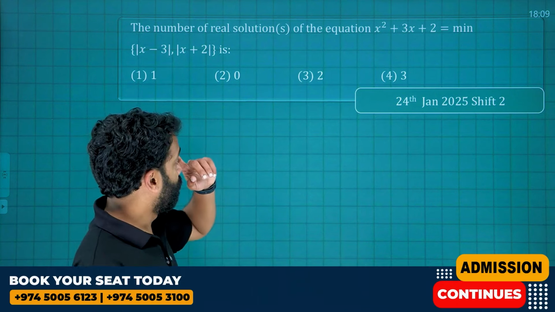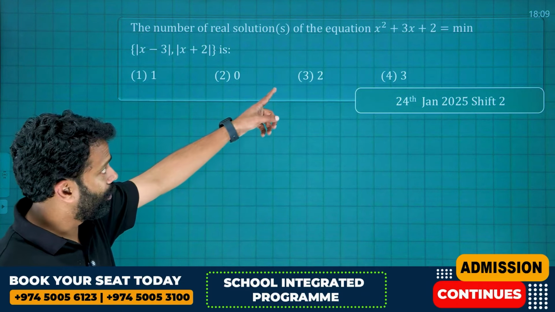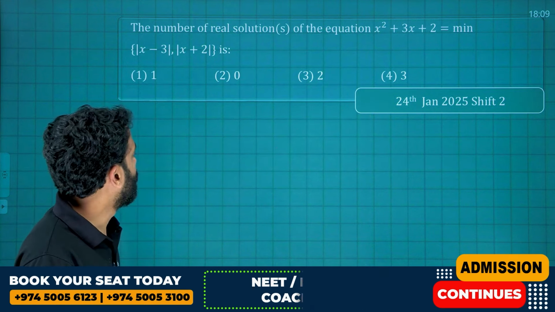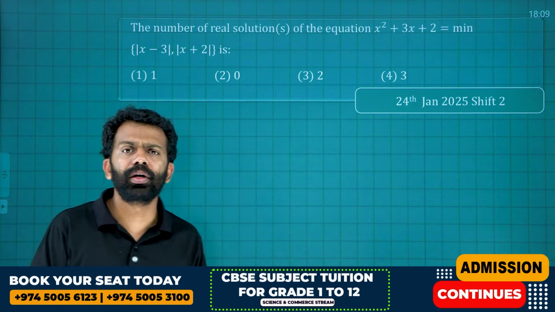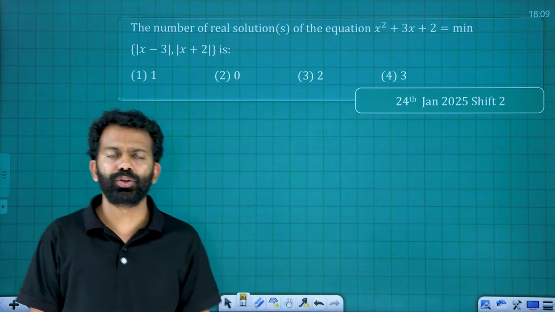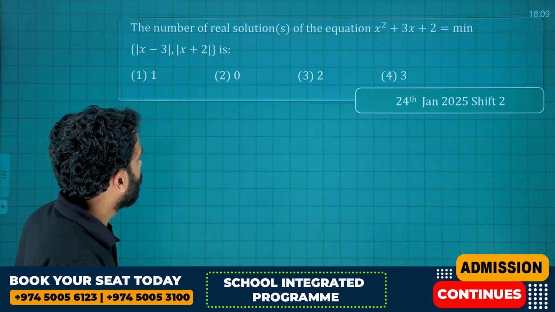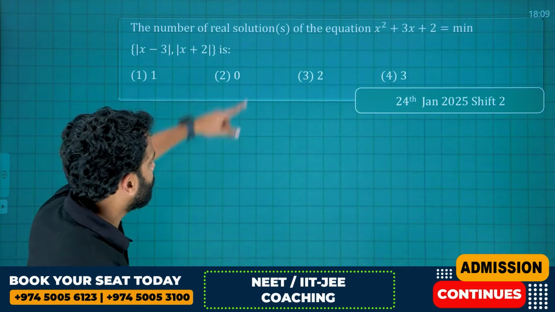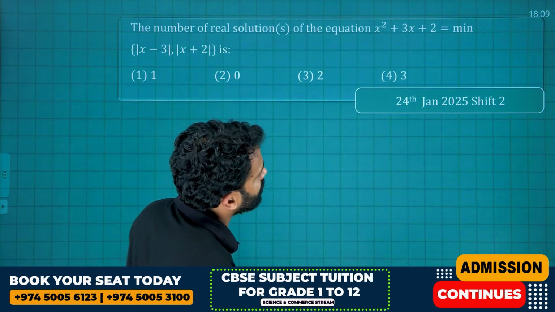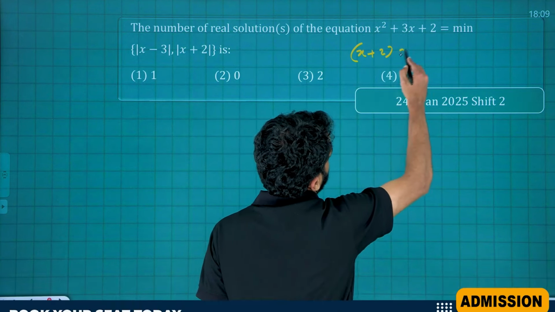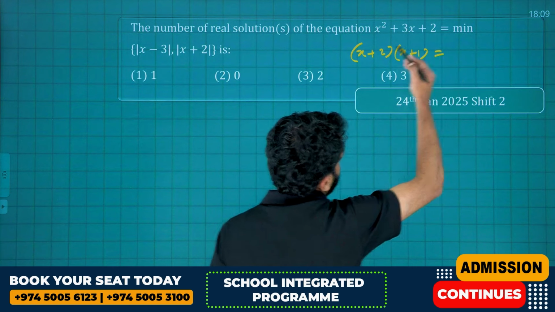Okay, the number of real solutions of the equation x square plus 3x plus 2 is equal to the minimum of the set of mod x minus 3 comma mod x plus 2. So, how are you going to formulate this one? Easy. See, x square plus 3x plus 2 can be written like x plus 2 into x plus 1. Okay, I am writing it like that.